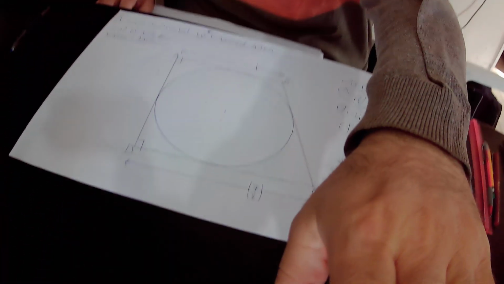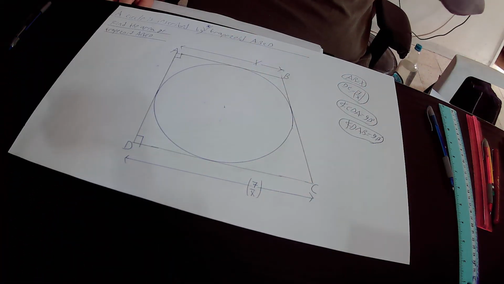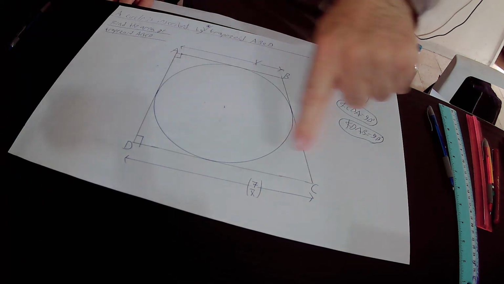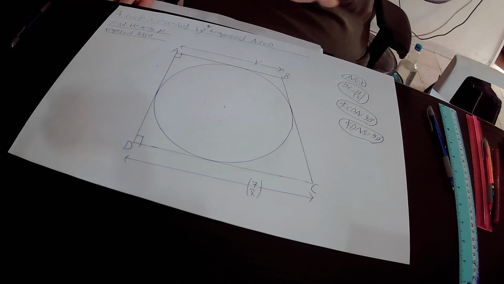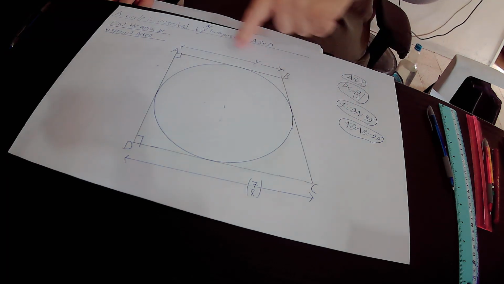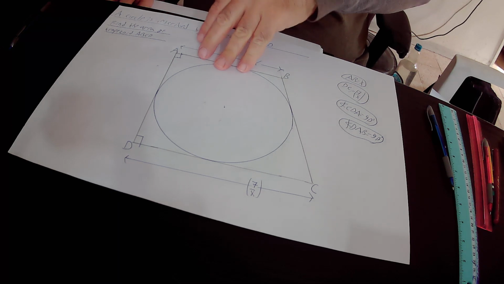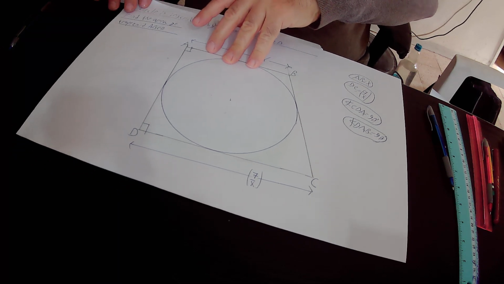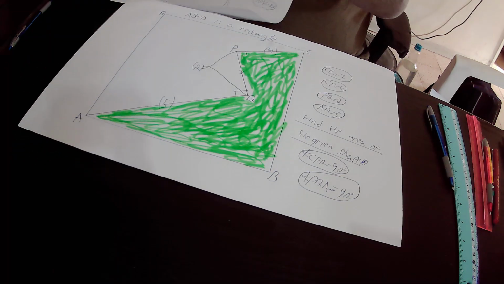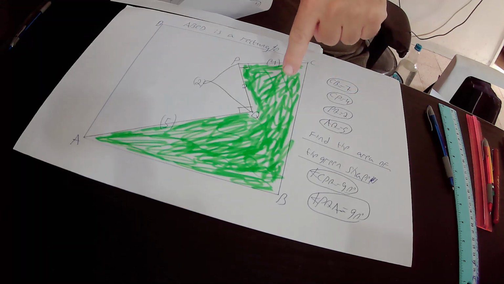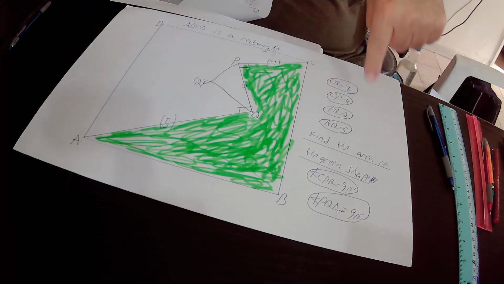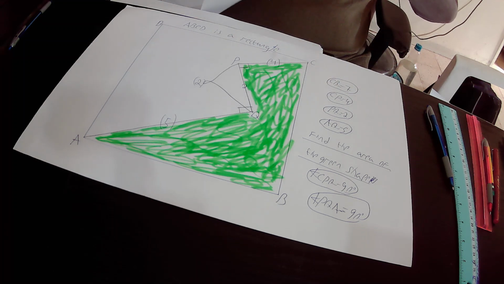Hello, in this lecture we'll answer two questions. In the first question, we'll find the area of this trapezoid ABCD that blocks this circle. And in the second question, we'll find the area of this green shape that is inside rectangle ABCD. So we'll start with the first question.